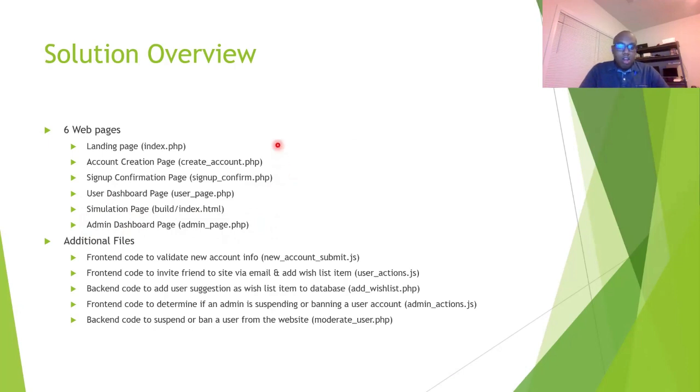These web pages also make use of additional code files, including front-end code to validate new account info that a new user provides, code to invite a friend to the website via email and to add a wishlist item, backend code to add a user suggestion as a wishlist item to the database, front-end code to determine if an admin is suspending or banning a user account, and backend code to suspend or ban a user from the website.